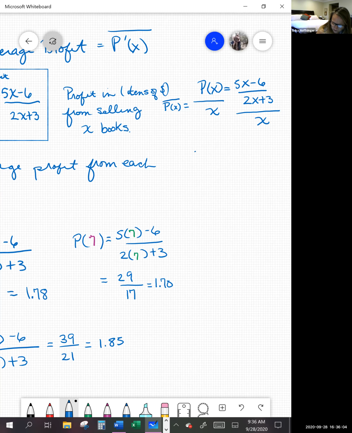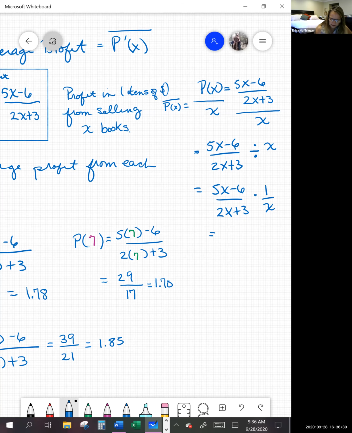Okay, well, that's the same thing as saying 5x minus 6 all over 2x plus 3, another way to write this, divided by x. Division of fractions: take your first fraction, 5x minus 6 all over 2x plus 3, and multiply it by the reciprocal, that's just 1 over x. So let's distribute this x down here in the denominator, and we get 5x minus 6 all over 2x squared plus 3x.